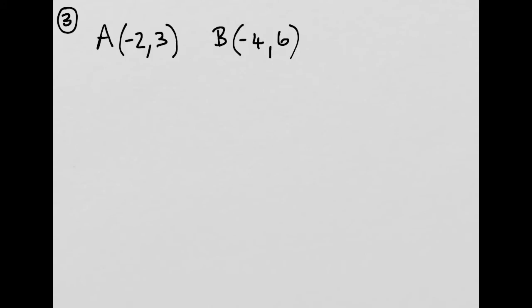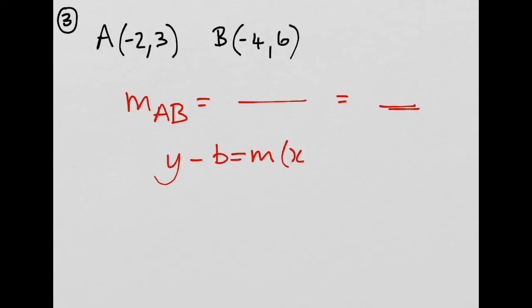Question 3, find the equation of the line which joins these 2 points. So work out m AB, which you can do easily. You know that it's going through A or B, so you can then stick one of those points and the gradient into your y minus b equals m(x minus a) formula to get the answer. That one should be easy.